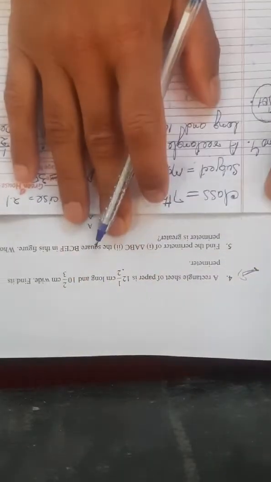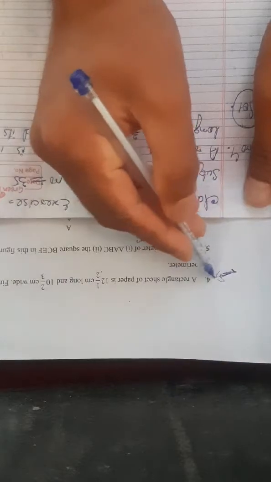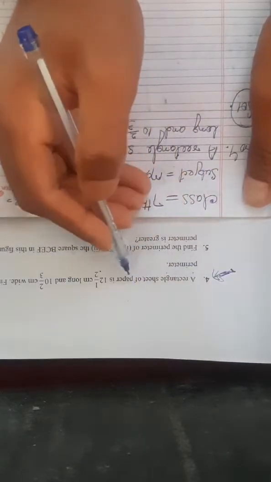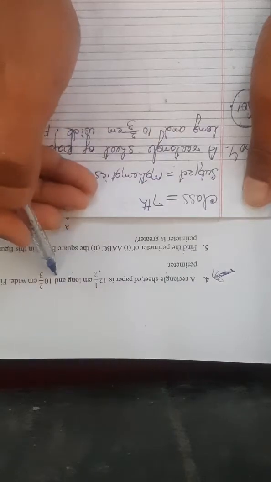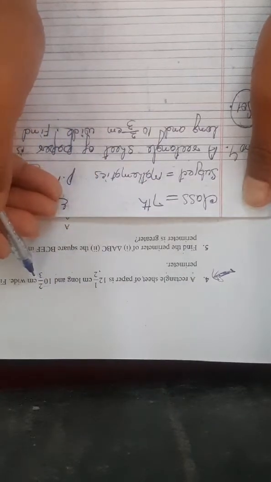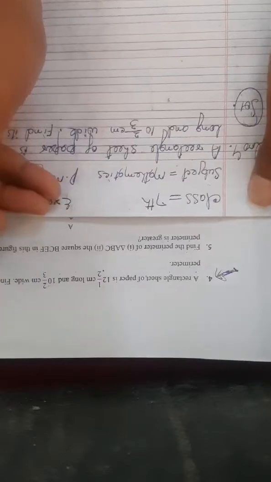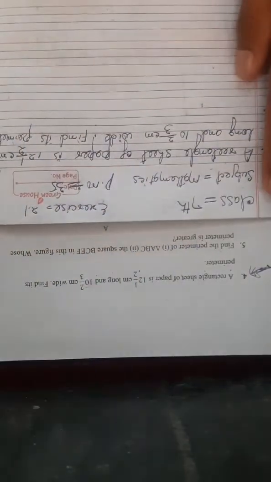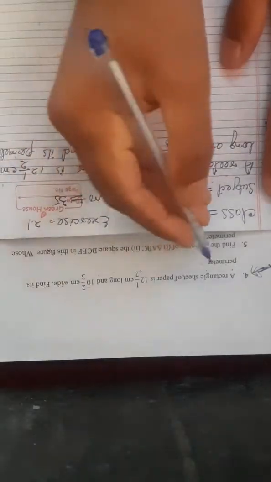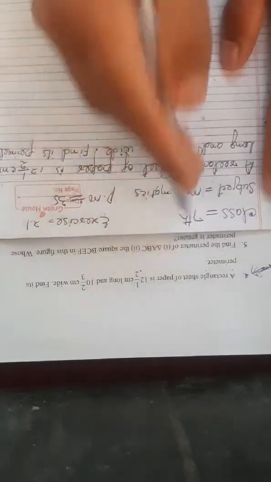Question number 4. The textbook question number 4 says: a rectangular sheet of paper is 12 and 1 by 2 centimeter long and 10 and 2 by 3 centimeter wide. Find its perimeter. Before solving this question, we first need to know the perimeter of the rectangular sheet.